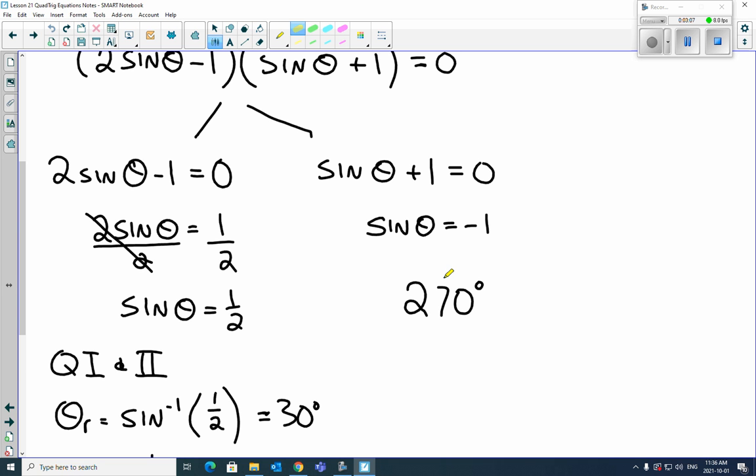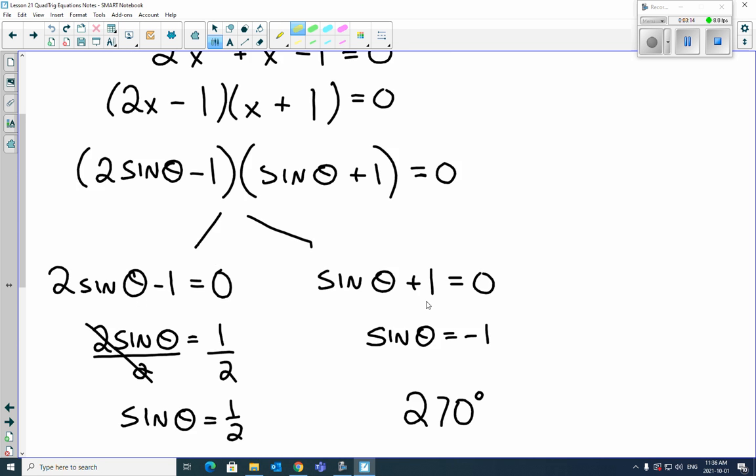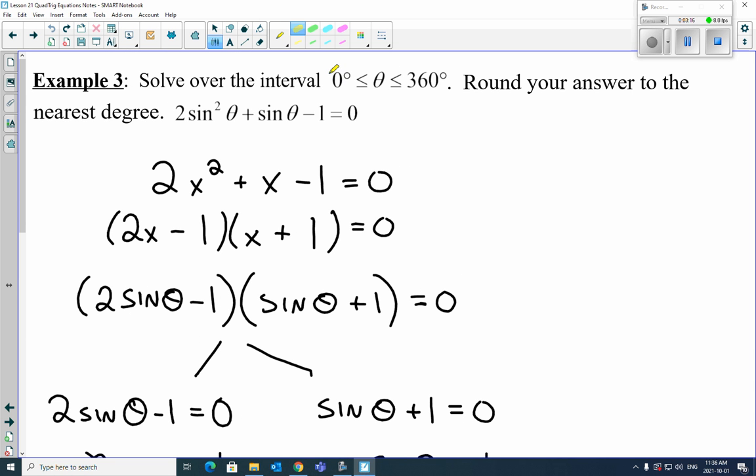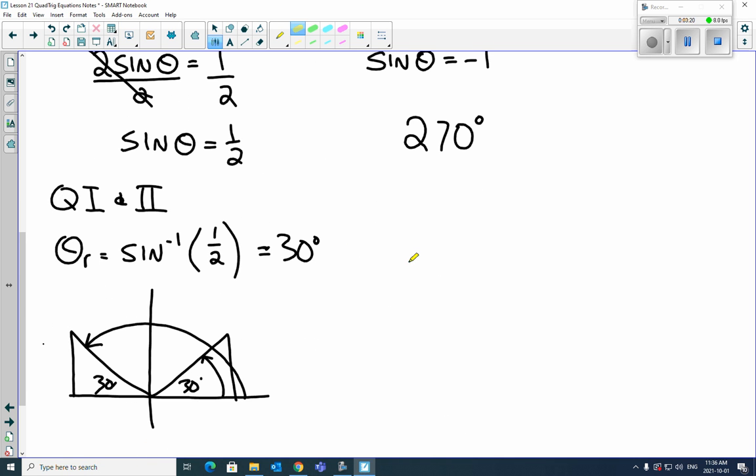You can just look at your unit circle and see that sine theta equals negative 1 is at 270 degrees. Now, the reason it's 270 is you look up here, it's between 0 and 360. So you got to give your answers between those ones. Now, this left side is the stuff we did before.